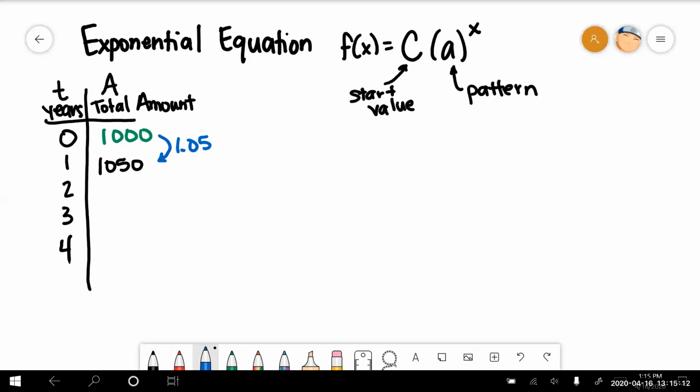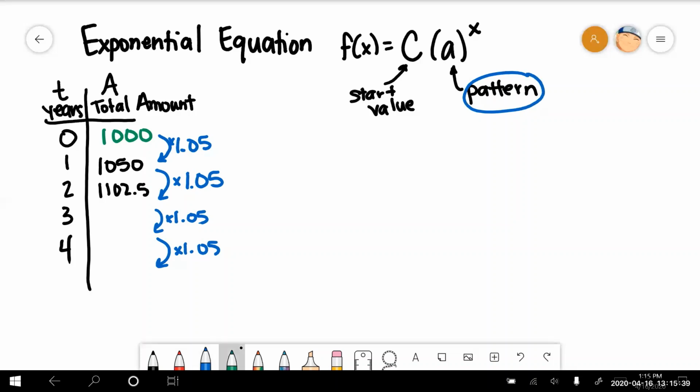And we can do that again. And again, sorry, this is times 1.05 in case you were wondering. We're not adding, we're multiplying. Times 1.05, and we got $1,102.50. And I can keep going with this, right? I can continue to fill in this table, but really I have the information that's necessary. I have the pattern, and I have the start value. Okay, and so I can write this into an equation.